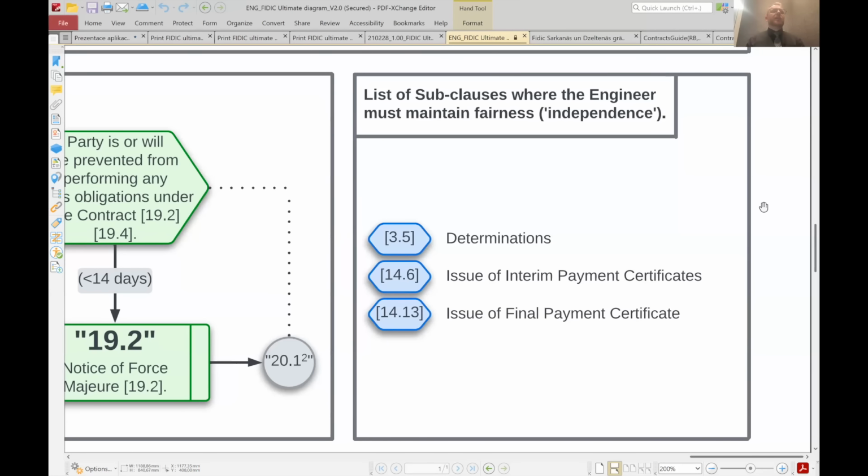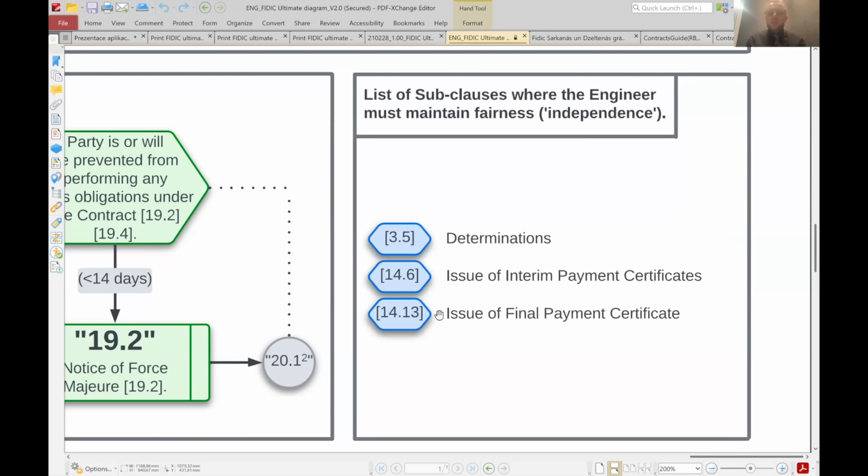It's the part where the engineer, the main project manager of the employer, has to maintain his fairness. That means he's making some decision about the contract. Most of the time it is a determination. So when the claim is finishing or the variation is finishing, he has to make a determination. If the parties cannot agree with each other, the first procedure is always to try to make an agreement. And if you cannot make the agreement, the engineer is the one who's determining the solution. He's the one who's determining the right way, what to do with the problem, what to pay, how to extend the time, etc.